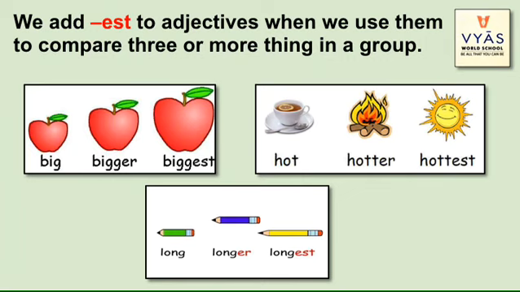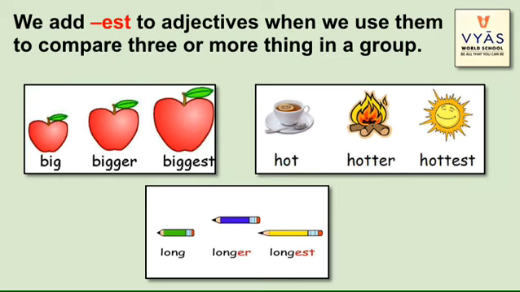But if we have 2 things and we have to compare those things, then we use er with it. So big changes to bigger when we are comparing 2 things. Now when we are using this adjective to compare 3 or more things in a group, then we add est. So the correct way will be big, bigger, biggest.